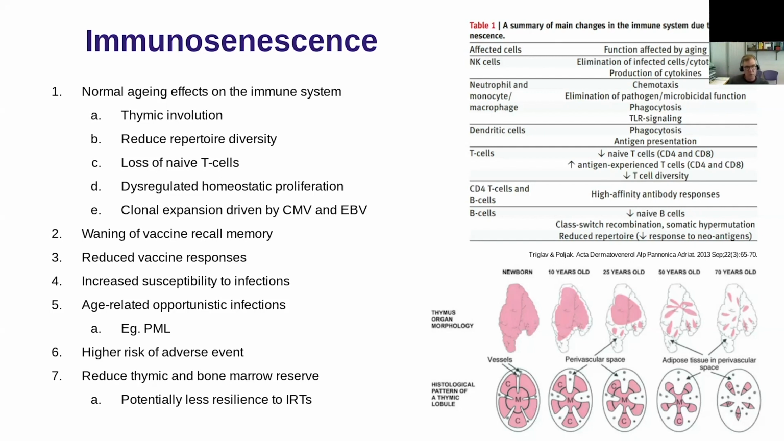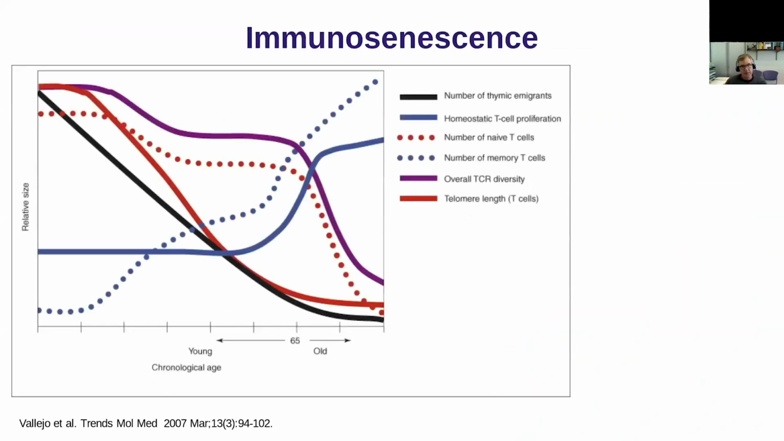We know that vaccine responses are poor as you get older. So there's lots of issues related to aging and immunosenescence that need to be taken into account. And this is a review discussing immunosenescence. And I just want to point out, looking at the purple line there, the so-called overall T cell receptor diversity, you can see it drops dramatically from about the age of 60.